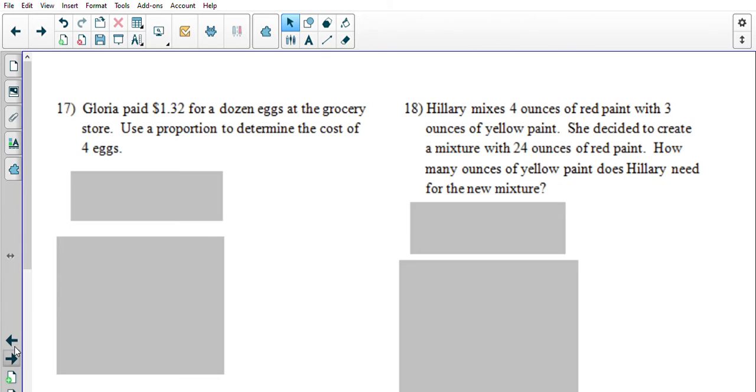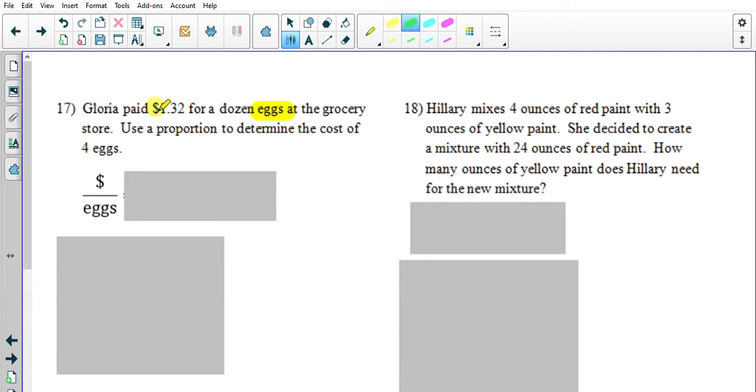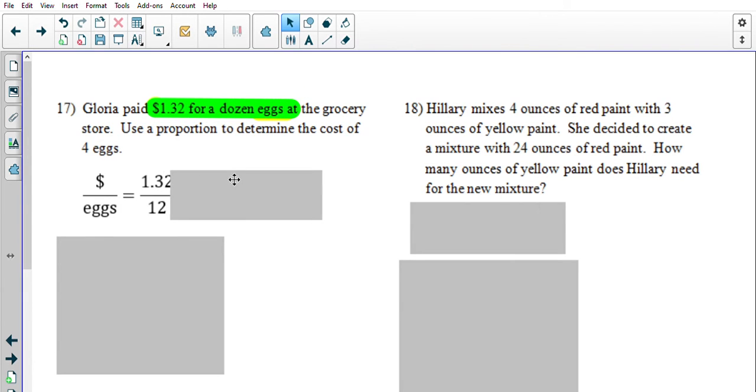All right, number 17. So we've got a couple more of these word problems and then some multiple choice questions as well. So number 17, Gloria paid $1.32 for a dozen eggs at the grocery store. Use a proportion to determine the cost of 4 eggs. So we're looking at the cost compared to the number of eggs. So we can set up a ratio of dollars per egg. We know for a fact that it's $1.32 for a dozen eggs. That's 12 eggs. So $1.32 over 12.